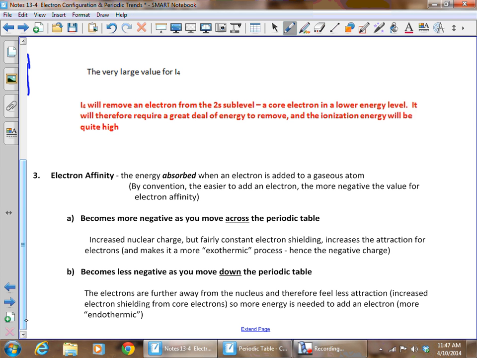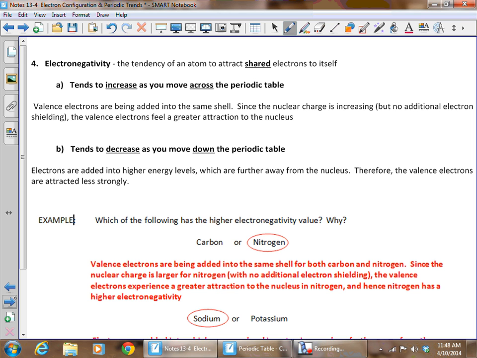So it's more negative as you move across because they're attracting electrons more strongly. Remember, you're getting a bigger and bigger nuclear charge. The constant electron shielding, that's not really changing. Now, as you move down the periodic table, it becomes less negative because it's a lower amount of electron affinity, because those electrons are moving further and further away from the nucleus. And so it's not going to have as big of an energy change to get an electron put into one of those energy levels further out from the nucleus. So that's the kind of thing you've got to think about for electron affinity.